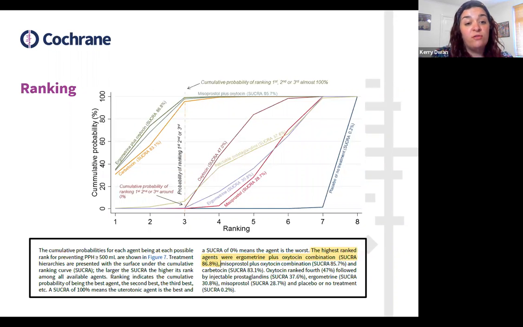So this is from the Uterotonics review, and they've used SUCRA, which stands for surface under the cumulative ranking curve, and they've presented it in a rankogram here. And as you can see, these ones at the top are the highest ranked for the postpartum hemorrhage outcome. And the question that the SUCRA is trying to answer is, which treatment has the largest fraction of competitors that it beats? And as you can see here, ergometrine plus oxytocin is the highest ranked for this particular outcome.